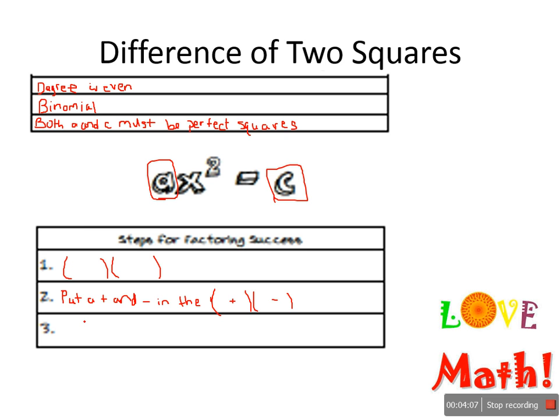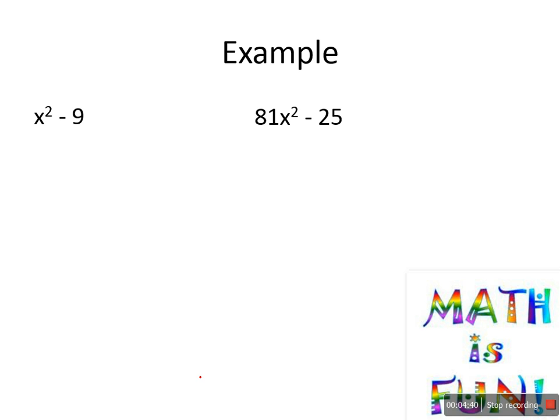And the last step is to take the square root of the first term, and that's going to go in the first part of each parentheses. So here and here, we'll write the same thing twice. And then we'll do the square root of the last term, and we'll write the same thing first, and then second. Okay? Alright, so let's look at an example.